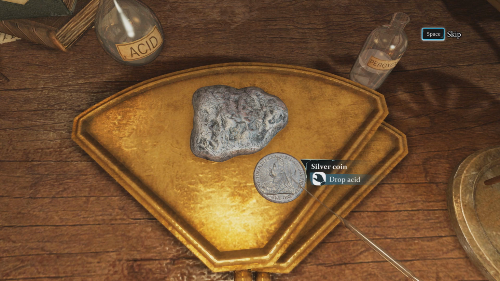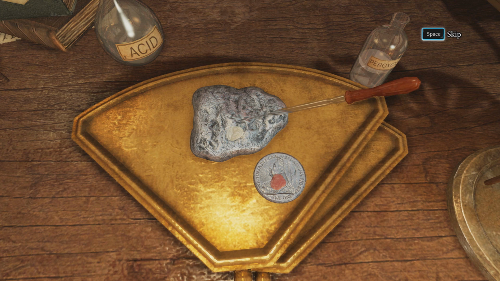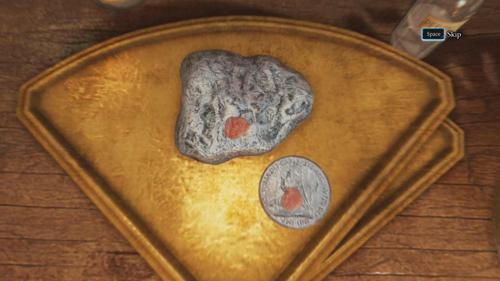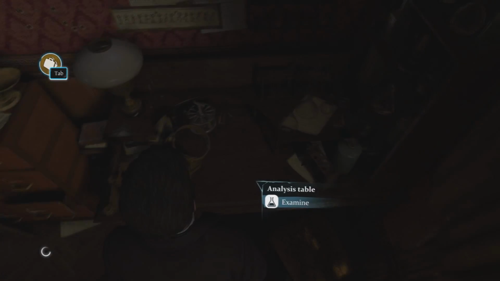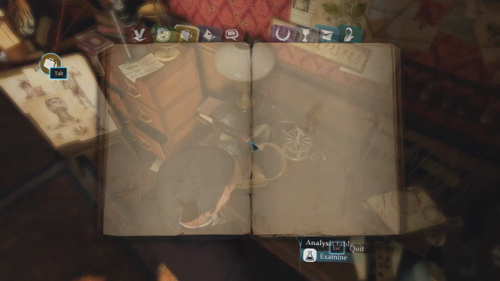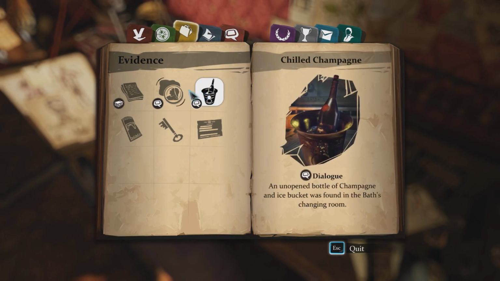Drop acid on the silver coin. Okay. Drop acid on the metal piece. No. The reaction is the same red stain. It is silver. Britannia silver quality. Okay. So we've got a lot of different things, but what do they all mean?